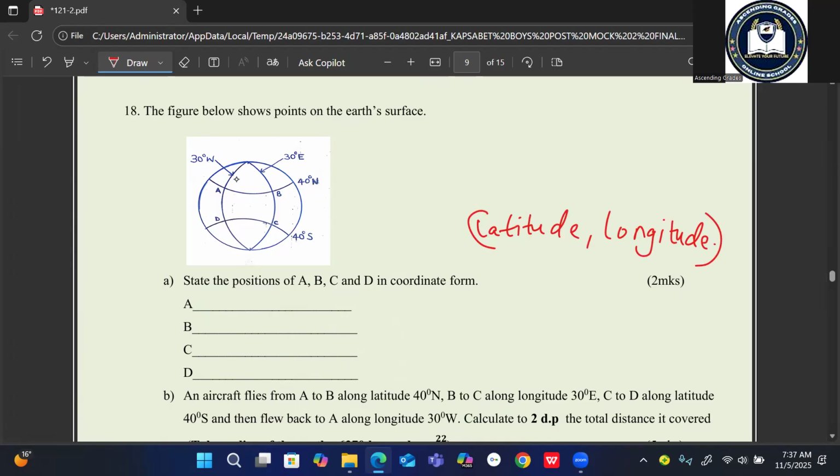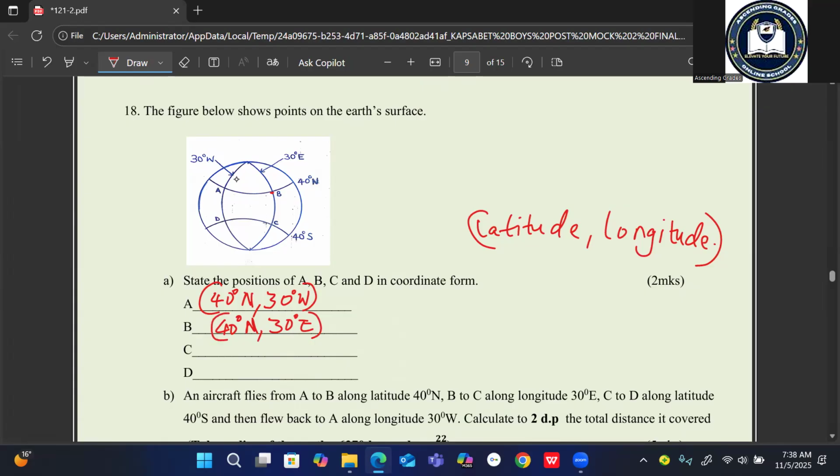So the first one, A. The latitude of A is 40 degrees north. Then its longitude is 30 degrees west. So we go to B. B, its latitude, it's here. So B, its latitude is 40 degrees north, then 30 degrees east.